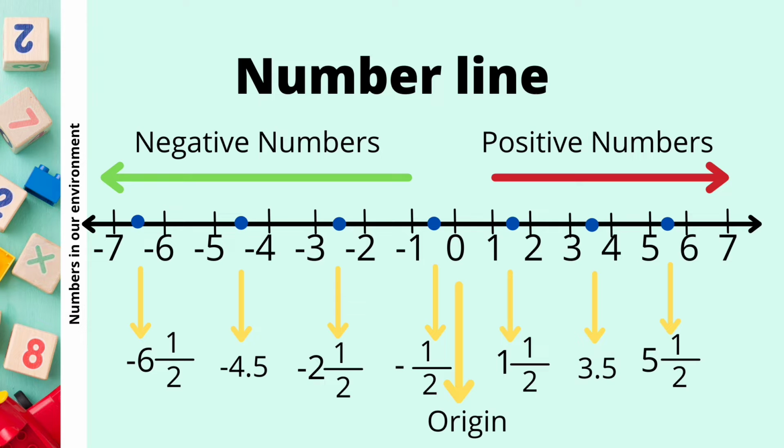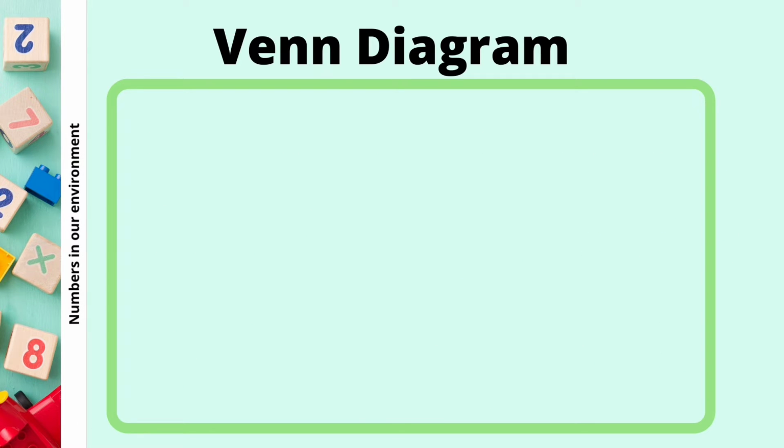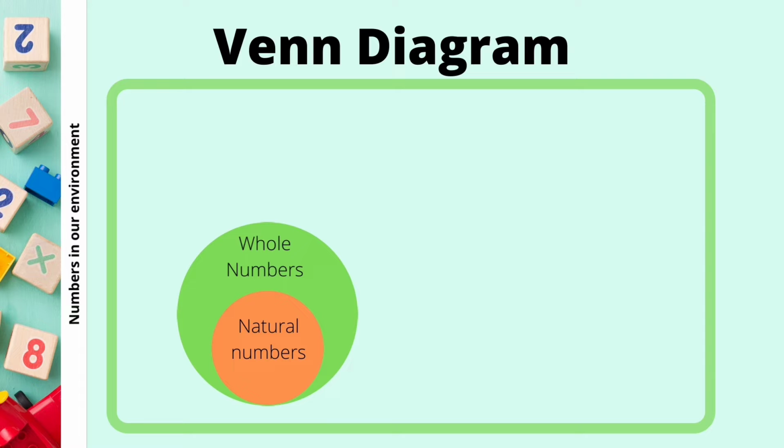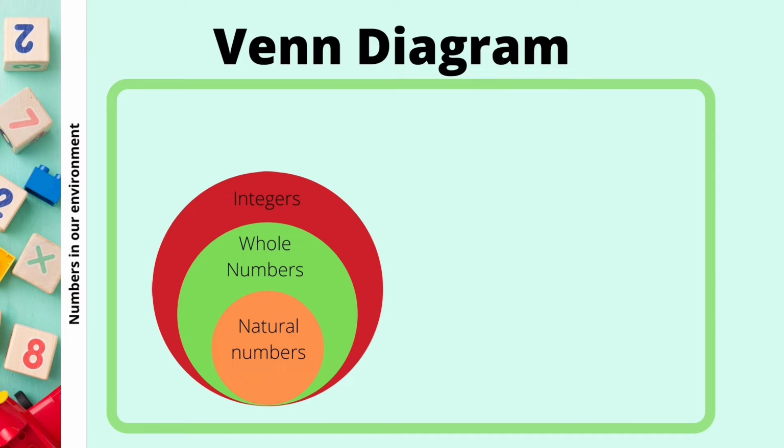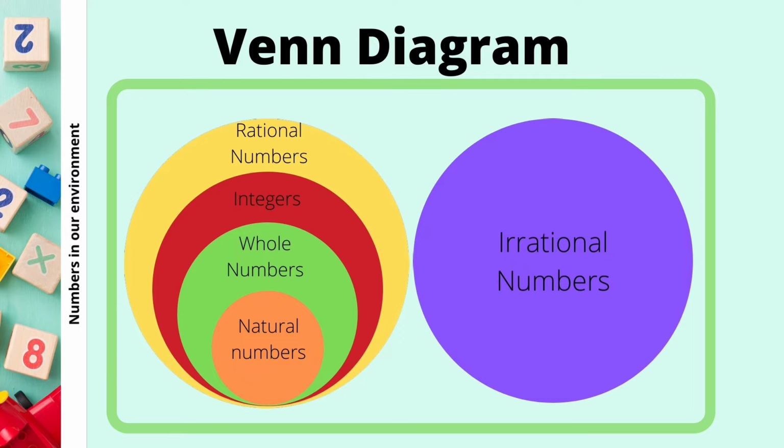Just a quick recall about the subsets of real numbers using a Venn diagram. We learned that all natural numbers are part of whole numbers. All whole numbers are part of integers. All integers are part of rational numbers. Remember that rational numbers are not a subset of irrational numbers. All irrational numbers cannot be written as rational numbers or in fraction form. But all rational and irrational numbers are part of real numbers.